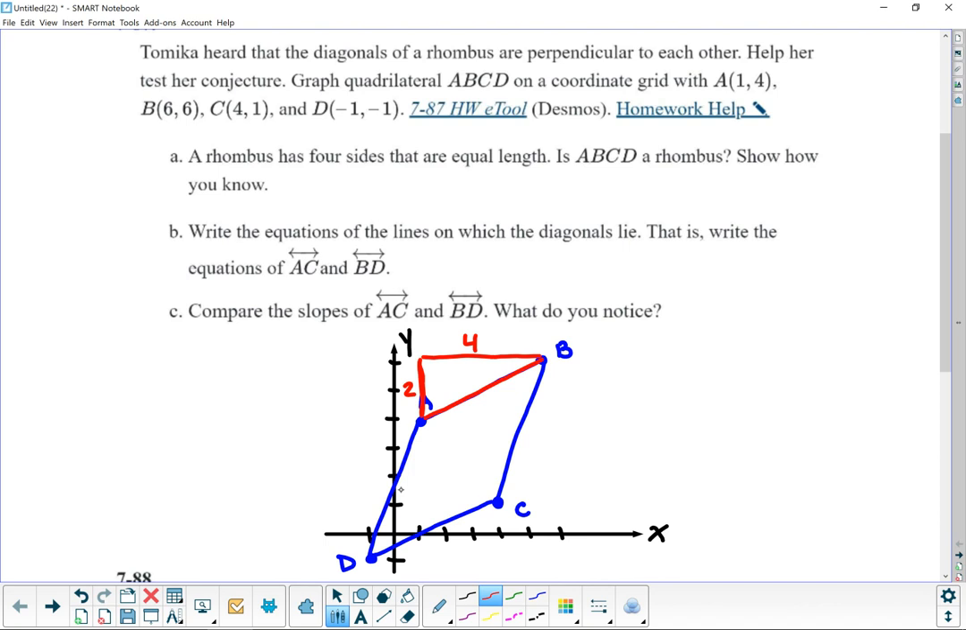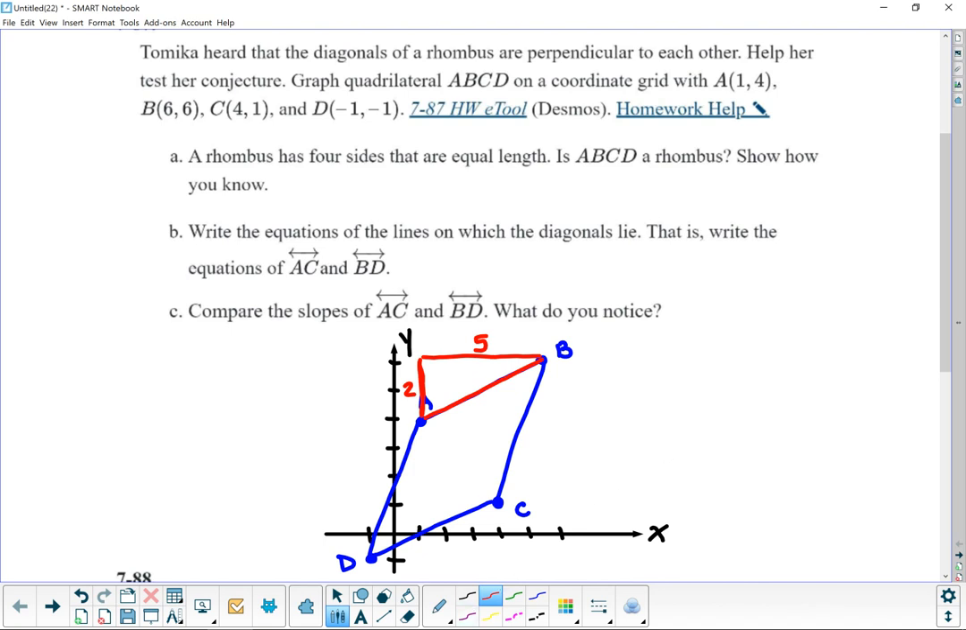So from A to B, maybe not. Let's see. 1, 4, yep. And then 4, 2. Oh, that's 5 actually. Yeah, that should be 5. So I did some recounting. My B is a little short. It should be a little bit over to the side, like about right here. But that's 5.